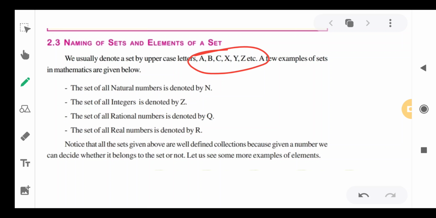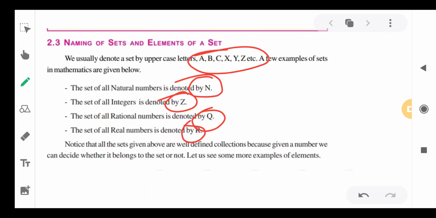They are standard. Of course you can change them if you want, but it is the convention that natural numbers are always denoted by N, and all integers, negative and positive and 0, are Z. The set of all rational numbers is Q and real numbers are R. So these are the generally denoted sets.